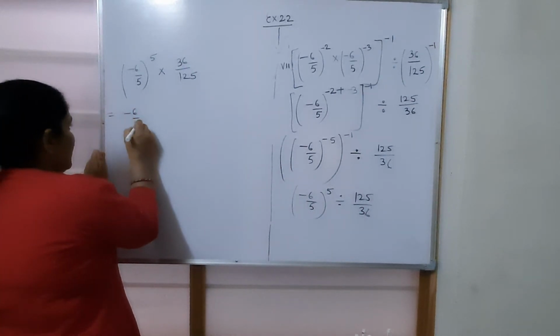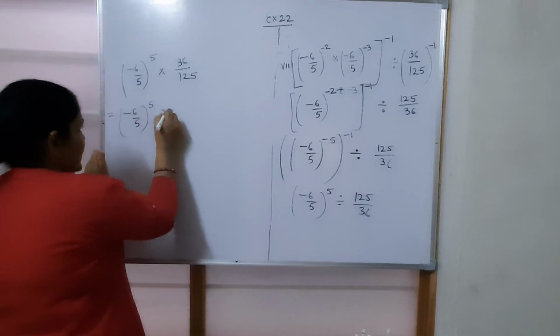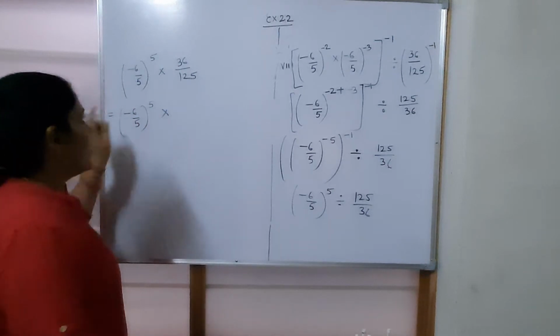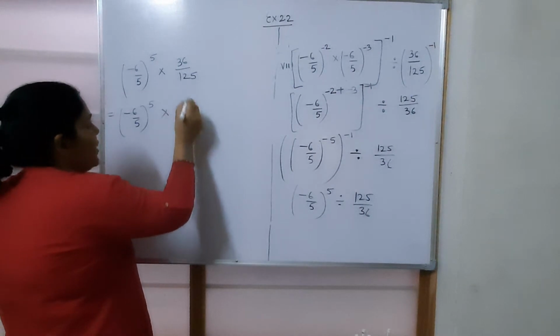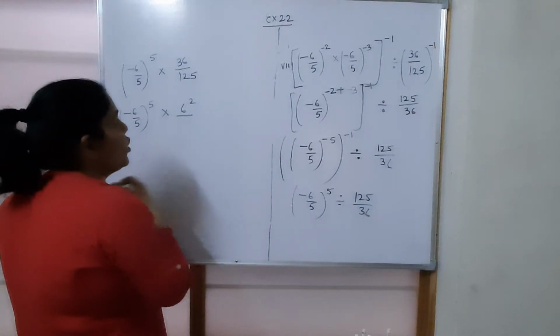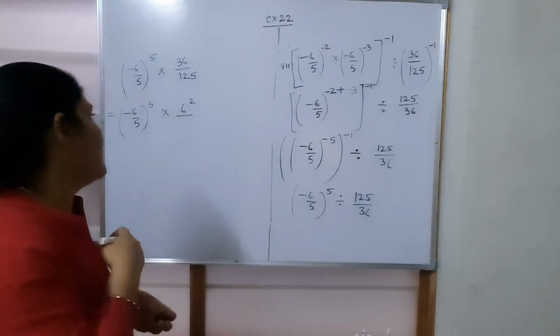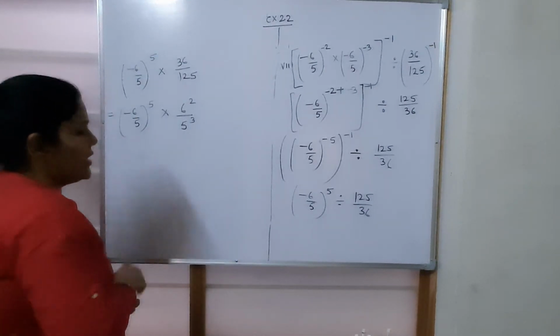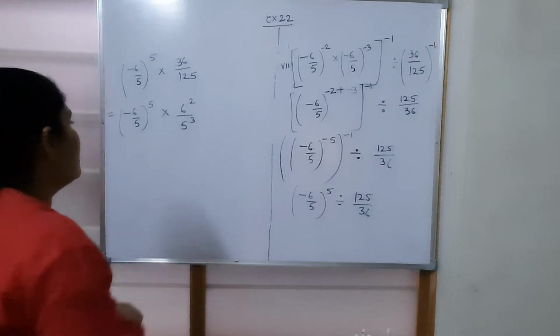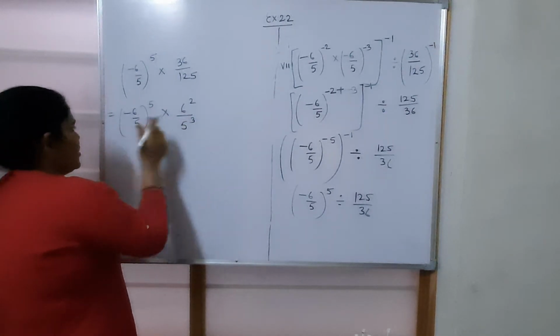Now this is going to be 1, yes. Now what about this one? 36 can be written as 6 raised to the power 2, and 125 can be written as what? 125 is 5 raised to the power 3. Just look here, 36 can be written as 6 raised to the power 2, and this can be written as 5 raised to the power 3.